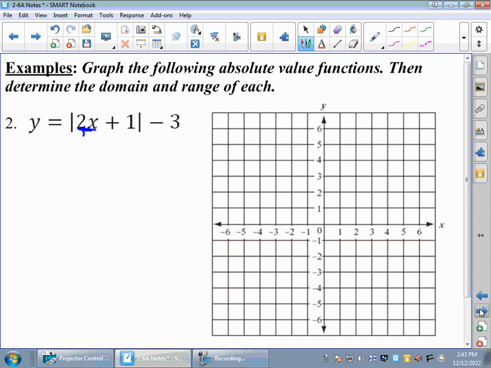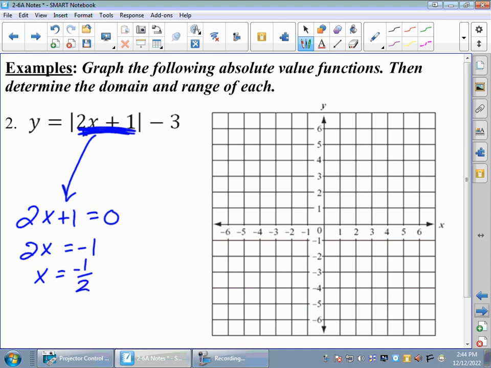Same as before, we need to set this thing, 2x plus 1, just the stuff inside the absolute value, equal to 0. Why? Because that's your vertex. Why? Because 0 is the only number on the number line that doesn't have a buddy. So it's the lonely point, and it's the lonely point on the graph. 2x equals negative 1, divide by 2, x equals negative 1/2.